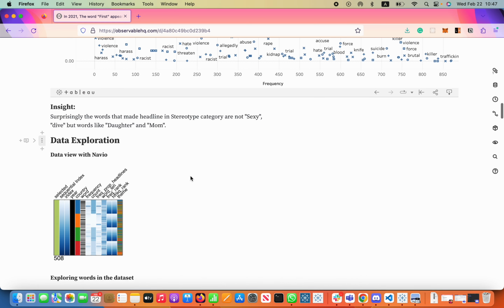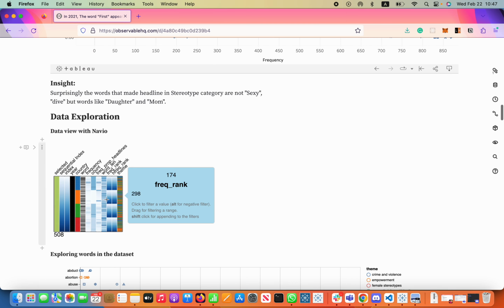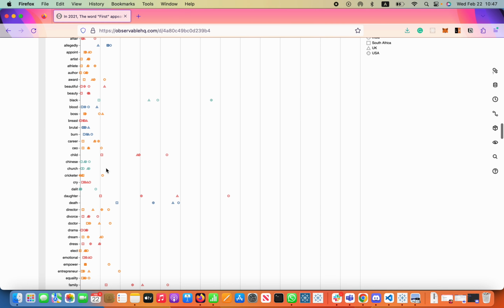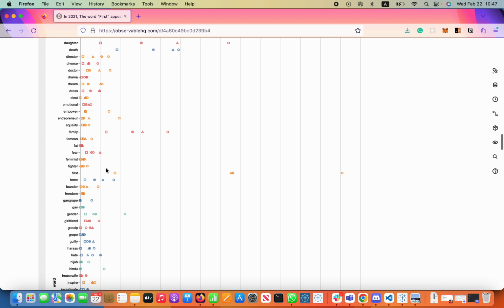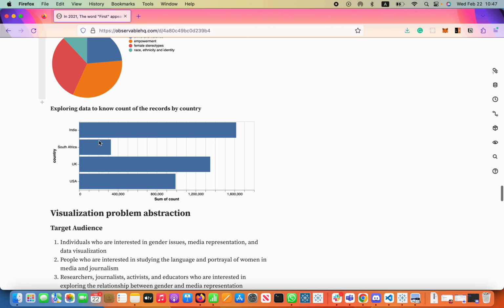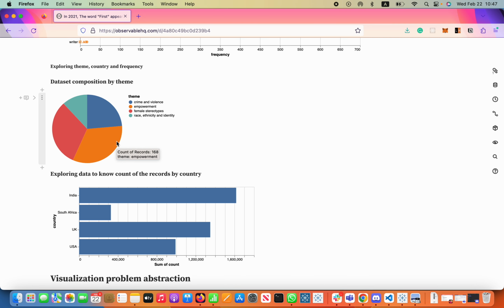To explore the data and build the above visualization, I used Navio, and I built a few visualizations in Vega-Lite to learn more about the words that appeared in the dataset and their distribution. I also built a pie chart to see the composition of the dataset and which theme appeared most, and a bar chart to see which country had the most records. You can see India had the most records, which is not surprising, but what is astonishing is that there were more records of empowerment in the data set than female stereotype and crime and violence, which is really great to see.